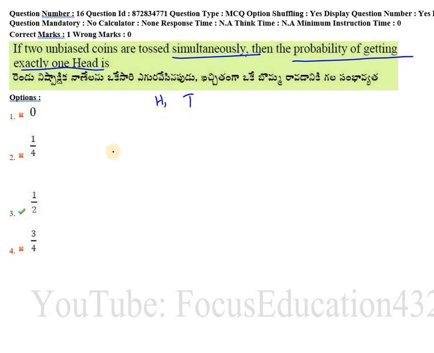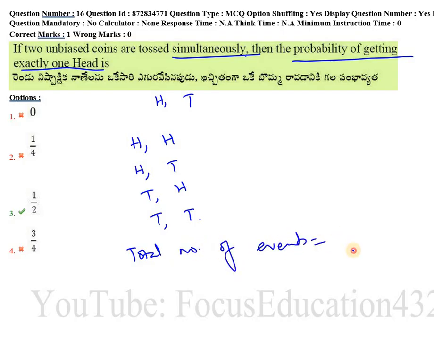So if the two coins are tossed, what are the chances? One is head, head. Another one, what do we get? First one head, the other one tail. Third chance, first one tail, second one head, and the fourth one tail, tail. So total chances, how many? Total number of events is equal to 4. Right? Total how many are we having? 4 chances are there. Out of 4, it is asking only for one head.